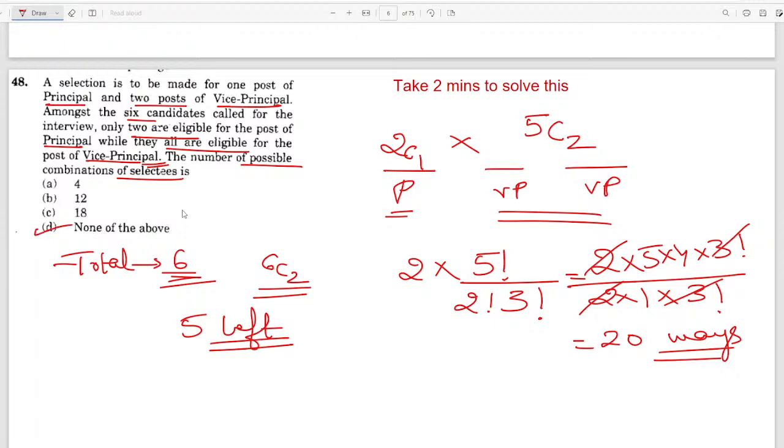I hope this is clear. We have to be very careful when we are doing these permutation, combination and probability questions. One silly mistake, and you will not even know that you have made a mistake. I hope this is clear. If you have any doubts, please ask.